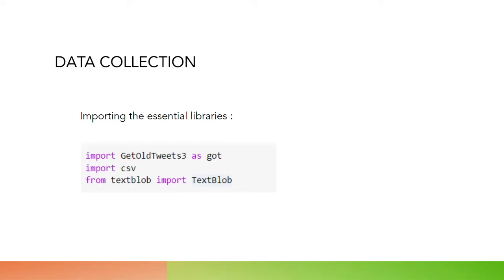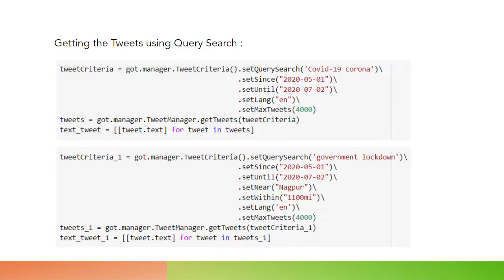So we start by importing the essential libraries like GetOldTweets3, CSV, and TextBlob. The primary reason that we use GetOldTweets3 is because we wanted to get tweets which are older than a week, and this was a limitation using Tweepy, that is the actual API of Twitter. Getting the tweets using query search, we used three or four attributes like we can set the start date and the end date, and also the language and the number of tweets that we want to have. In the second one, we also added two more attributes like set near and set within, which lets us specify the location from which we want to get the tweets.